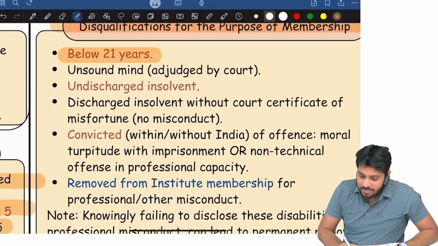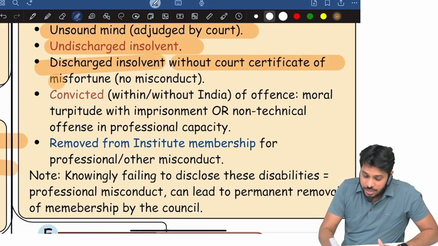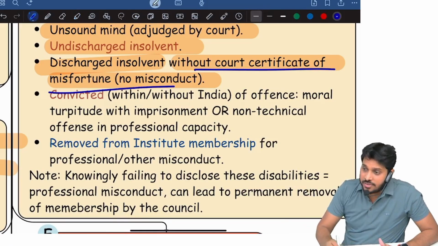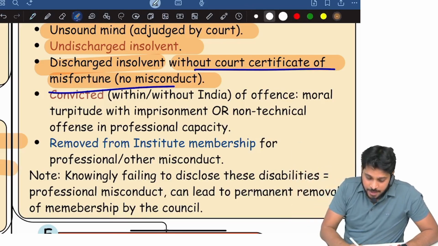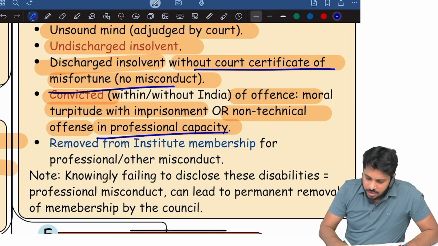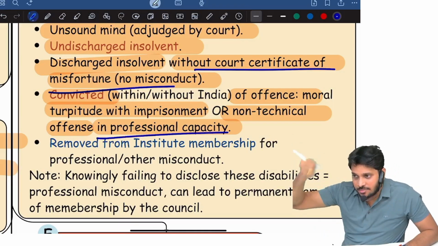Clear? Next, disqualifications. Who are disqualified for membership? Below the age of 21 years, unsound mind, undischarged insolvent, or a discharged insolvent who did not get an innocent certificate. Innocent certificate means the court will give you a certificate that your insolvency was caused by misfortune. Next, convicted of an offense of moral turpitude with imprisonment, or a non-technical offense in professional matters. Any offense other than technical nature is non-technical.